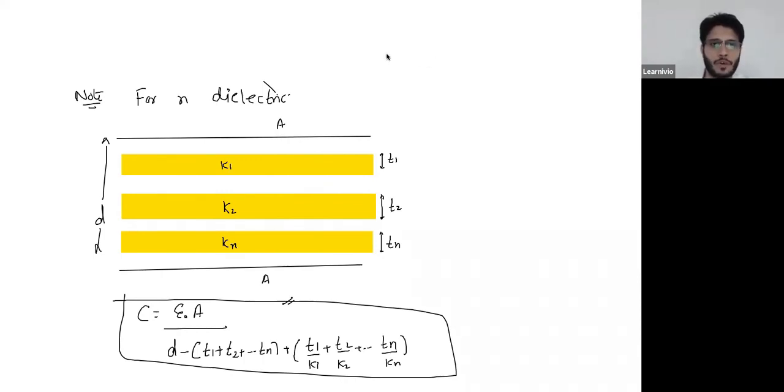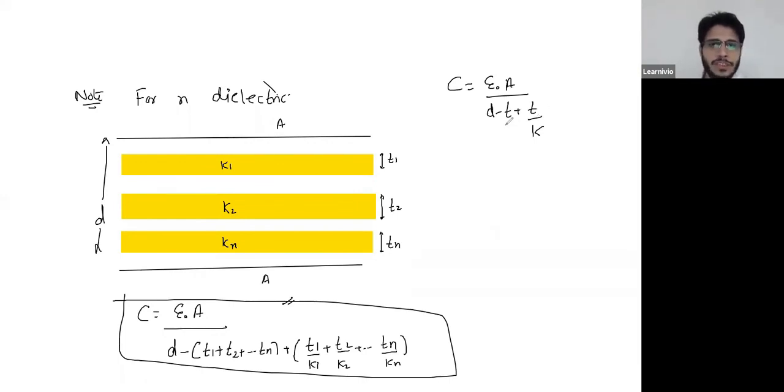Sir, I'm having a doubt. Yes. Why are we adding T1 by K1 plus T2 by K2? While deriving the parallel plate capacitor with a single dielectric slab, partially filled, we got this result, right? Epsilon naught A by D minus T plus T by K. So this we did in the last to last section, parallel plate capacitor with a dielectric slab partially filled, right?